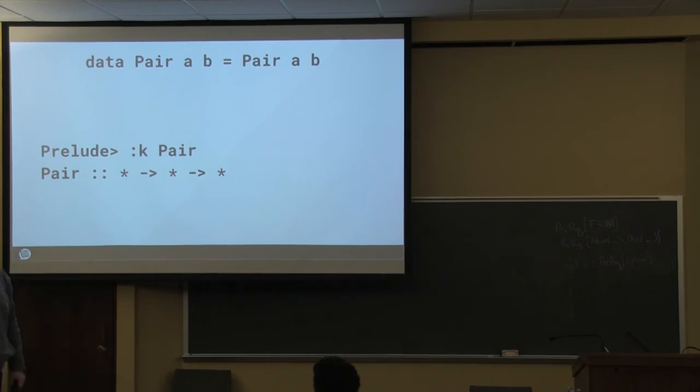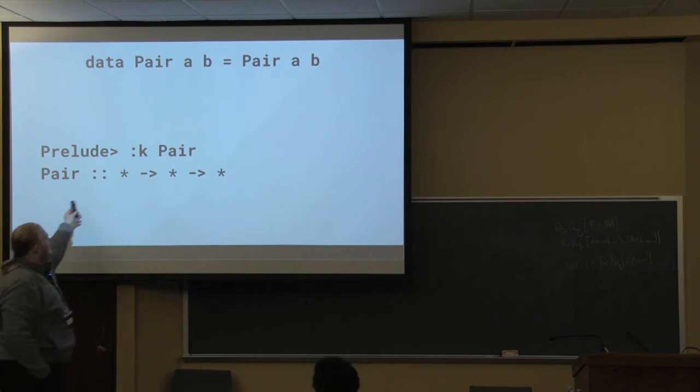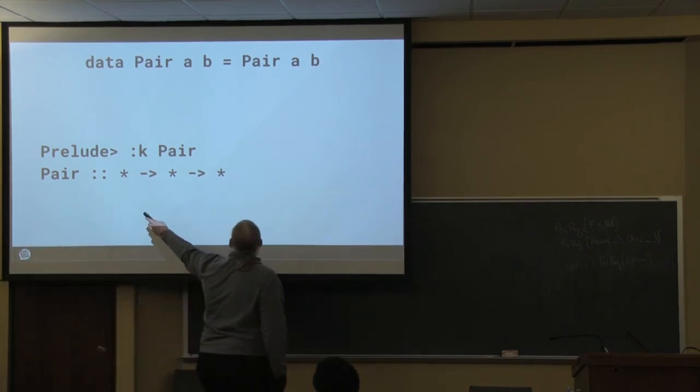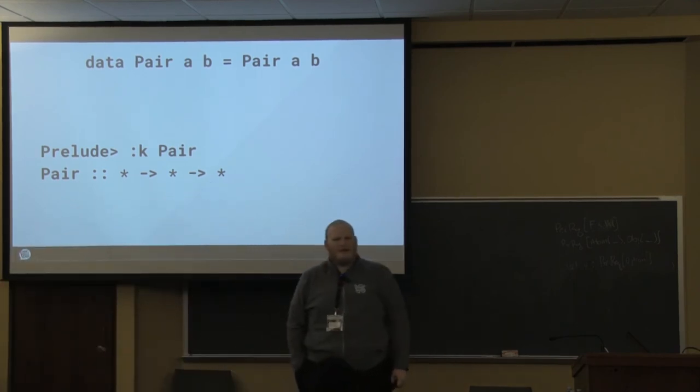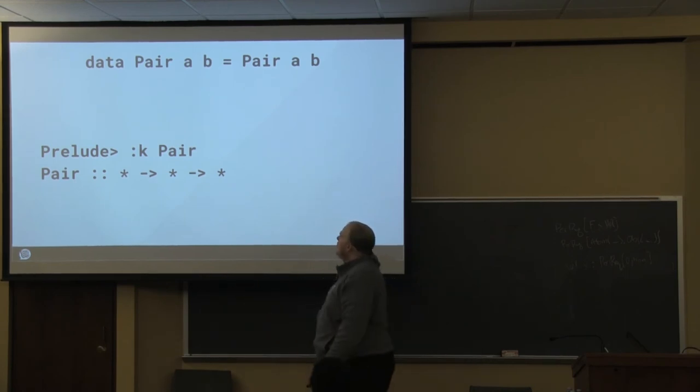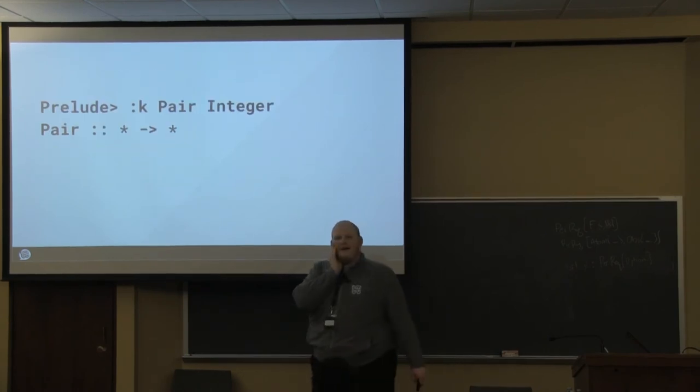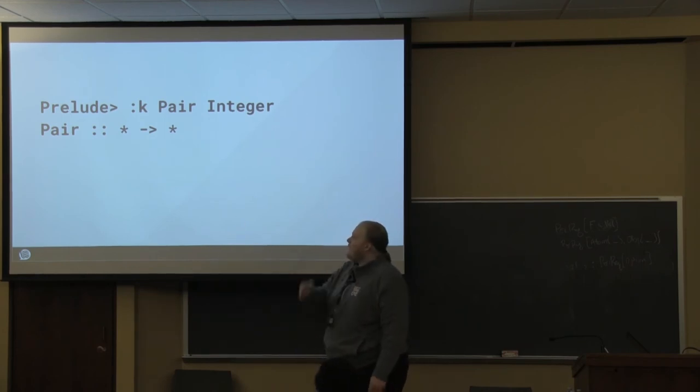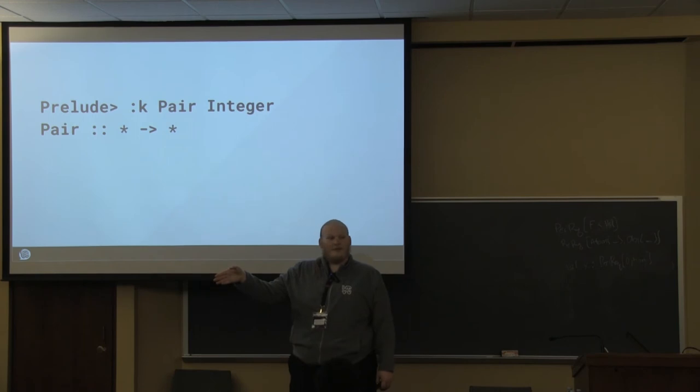Pair takes two arguments. And this looks a lot like the type signature for const. I take two things and then I'm done with something. Well, all right. What if we apply one of those types? Say you're not just a pair. You're a pair of Integer and then whatever else. Well, all right, that goes from star to star. We've lost one.